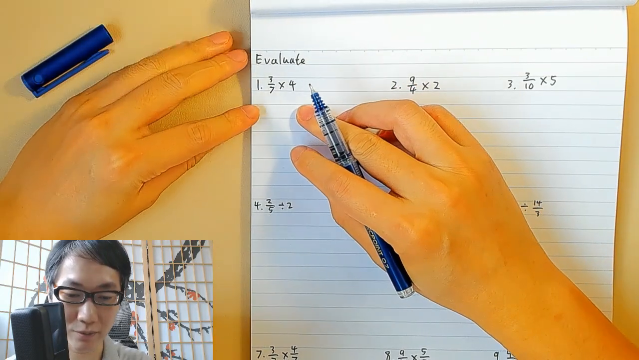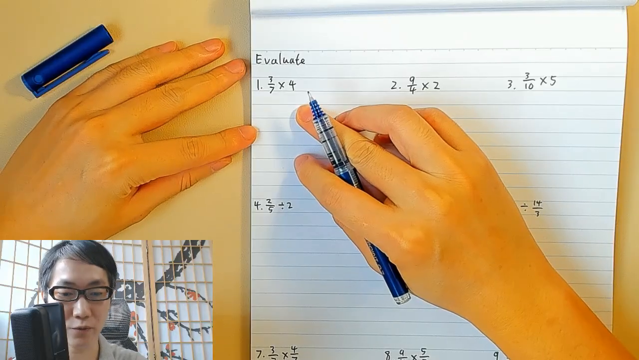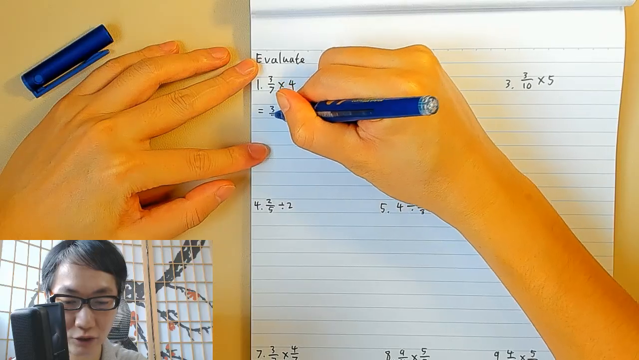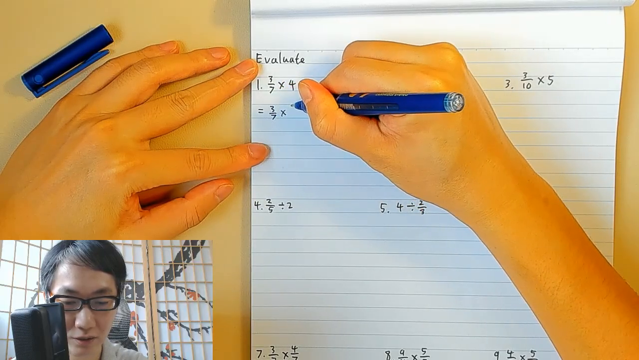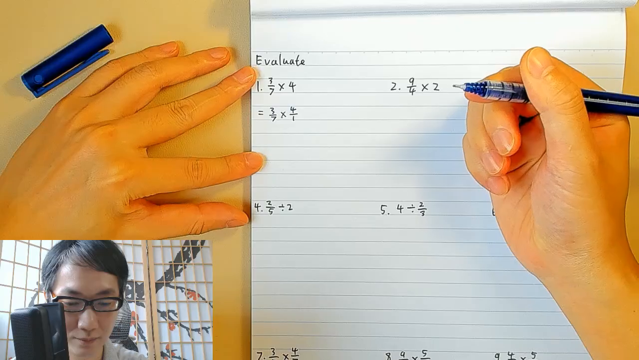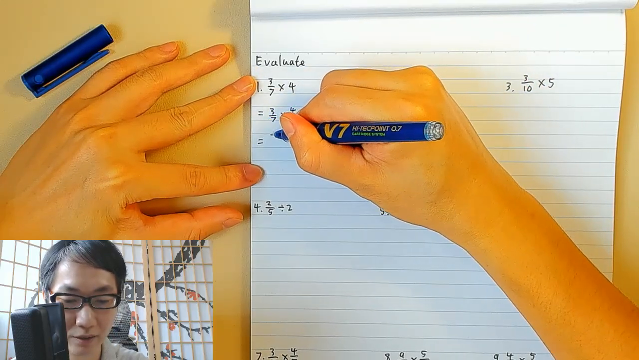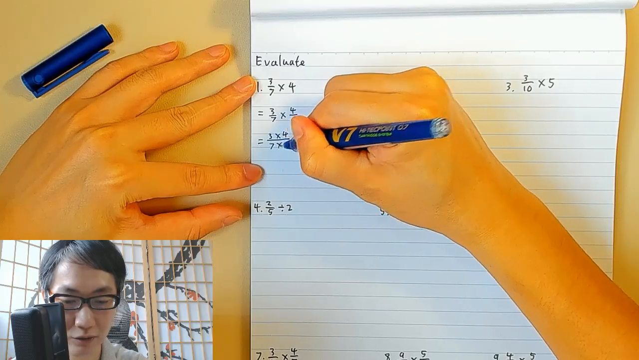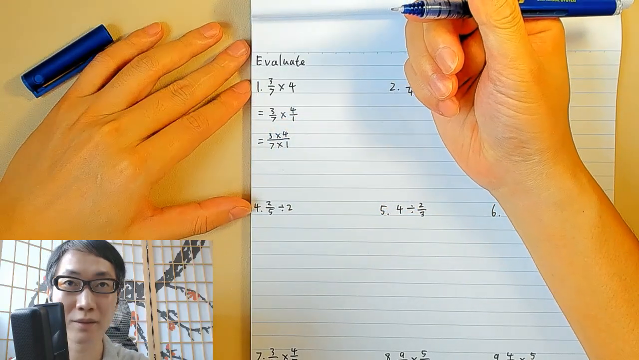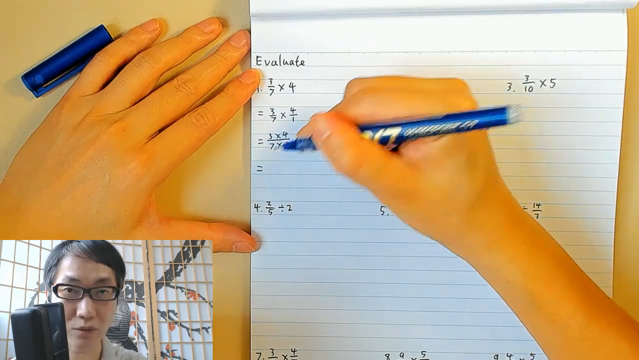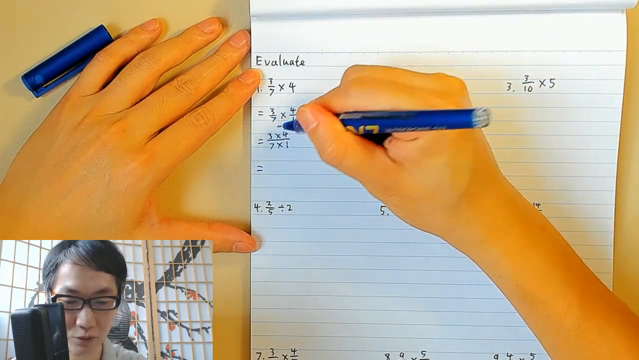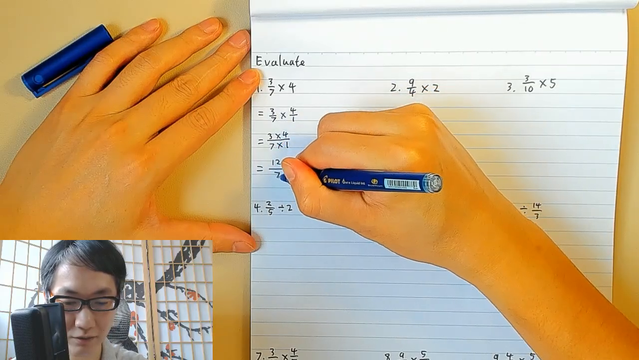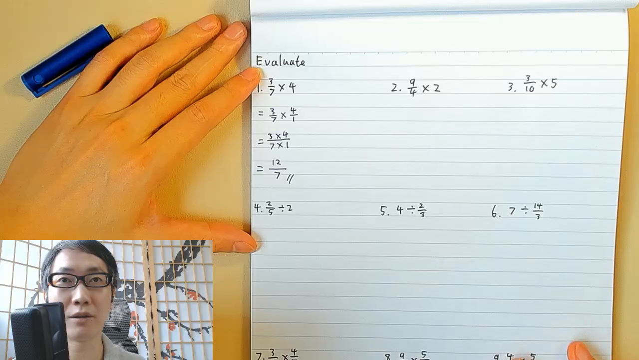First, we have 3 over 7 multiplied by 4. So we can turn this 4 into a fraction, then both of them will be fractions. So 4 is 4 over 1. Then the numerators multiply to the numerators, and the denominators multiply to the denominators. So we have 3 times 4 is 12. So we have 12 over 7.